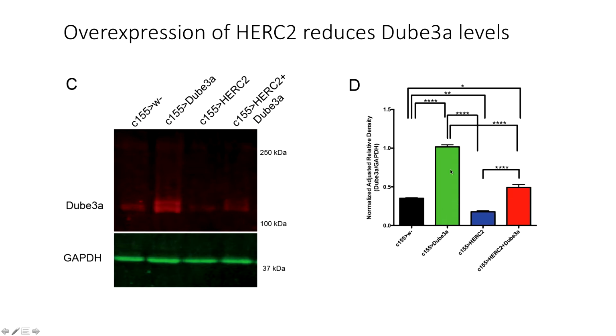So if you compare the green bar with the red bar, adding HERC2 to UBE3A overexpression goes down. And then the blue bar, which is just overexpression of HERC2, we see reduced compared to controls alone. And this is exactly what you would predict based on Martin Scheffner's data with HERC2 increasing the ubiquitin ligase activity of UBE3A. You would see that downregulation, which is what I'm seeing in the flies.